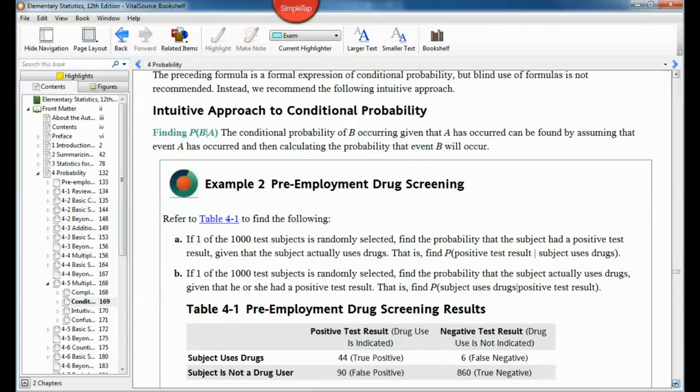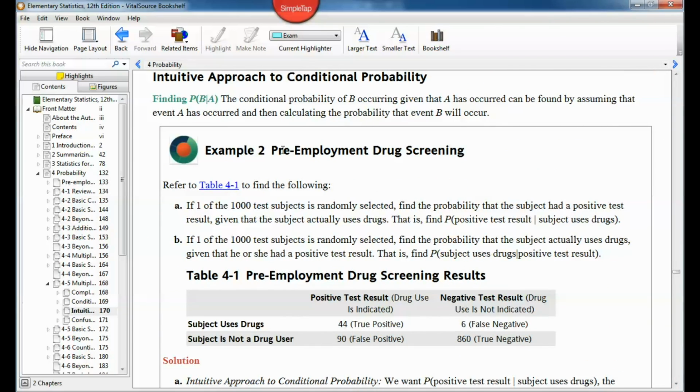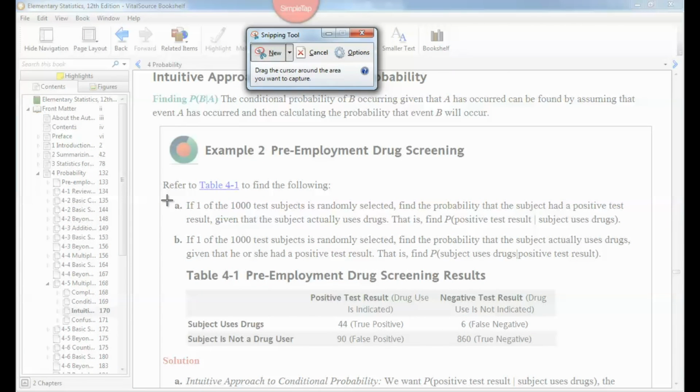All right. Let's look at example 2 here. This goes back to the chapter problem. We're talking about that drug screening results. Well, we had our true positives, false positives, false negatives, and true negatives. All right, let's look at example A. If one of the 1,000 test subjects is randomly selected, find the probability that the subject had a positive test result given that the subject actually uses drugs. That is, find the probability of a positive test result given subject uses drugs. I'll make a copy of that real quick so we can work it out.